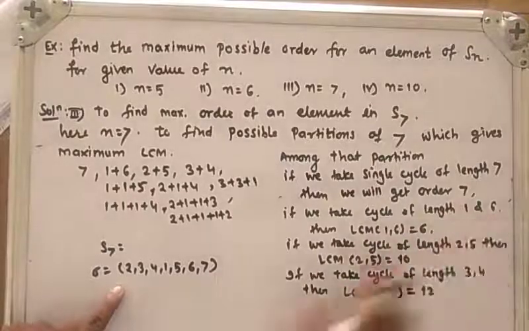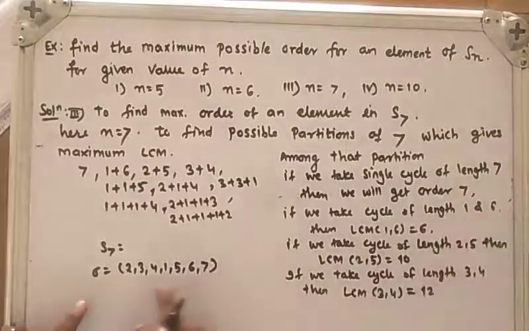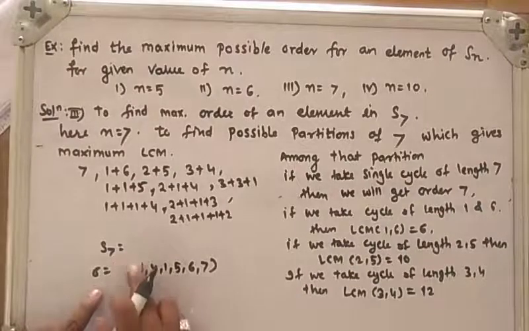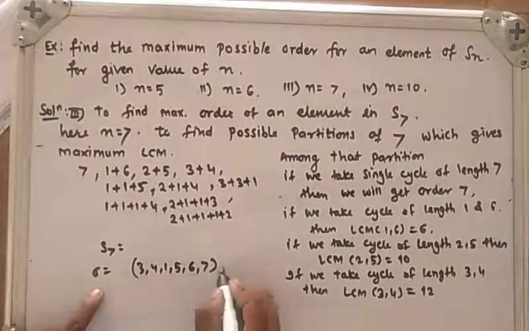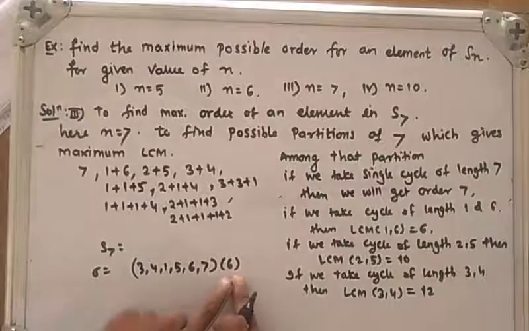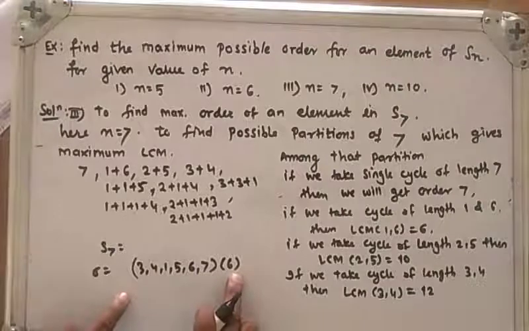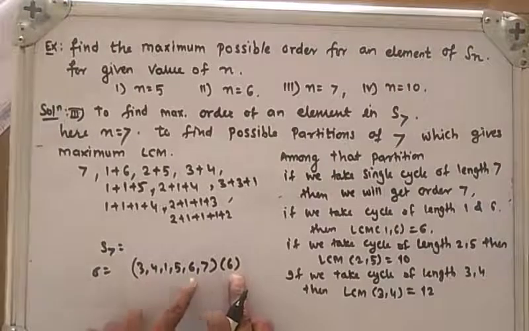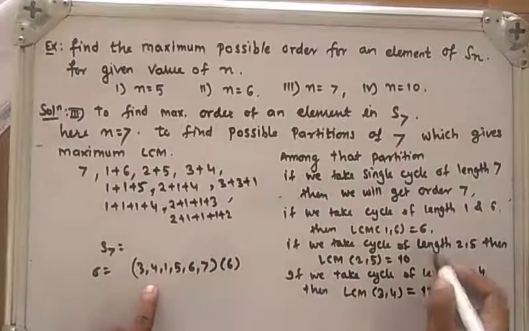If I take 1 and 6, two cycles having lengths 1 and 6, so total there are 7 elements, and one cycle has only one element and the other cycle has 6 elements. So the LCM of these two will be 6.